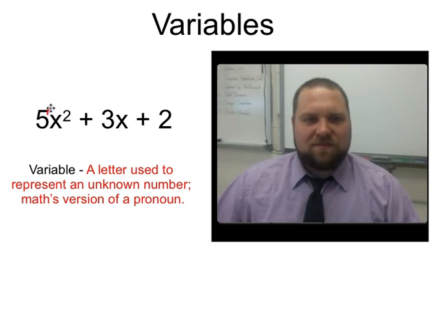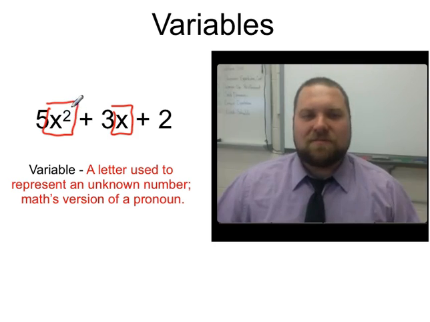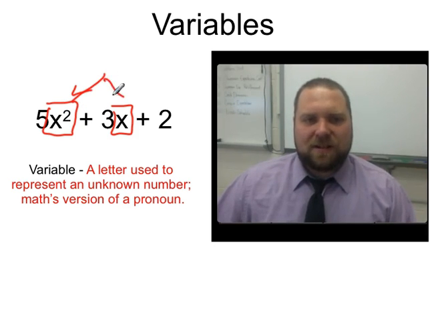So we have 2 variables in this expression. We have x and x squared. And notice that this piece up here gets included as being part of the variable. These would be considered 2 different variables. Pardon my terrible arrow there. Let's fix that a little bit.